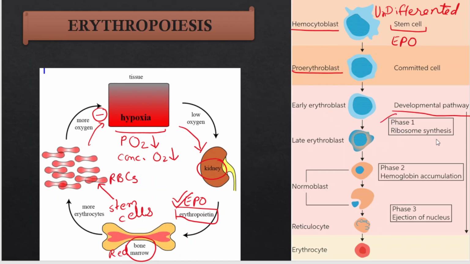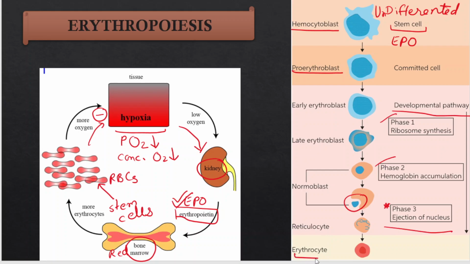Phase 1 has the ribosome synthesis, when the ribosomes are being prepared here, and the required hemoglobin protein is then produced here, which is the second phase of development of RBC, where the hemoglobin is produced and accumulated at the center. And the last and important phase is ejection of nucleus. Yes, the RBC itself ejects the nucleus out of the cell and thus becomes anucleated.